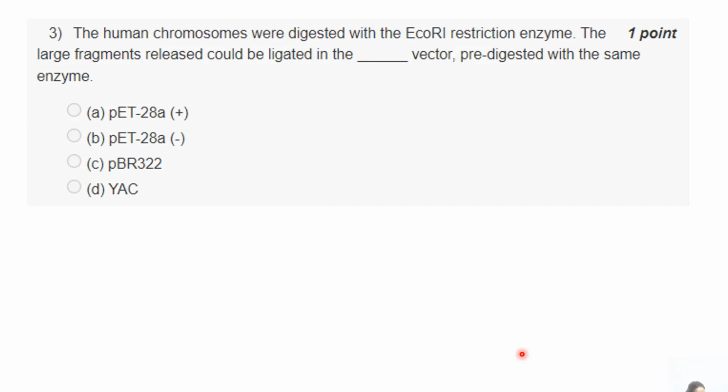I would wait for a few minutes. Option D, YAC. Okay. Why is it so? Because YAC actually carries a heavy genome, like human chromosome is quite heavy in molecular weight. So YAC is a good vector for that. Okay. Yeah. So the answer is indeed YAC, which is yeast artificial chromosome.